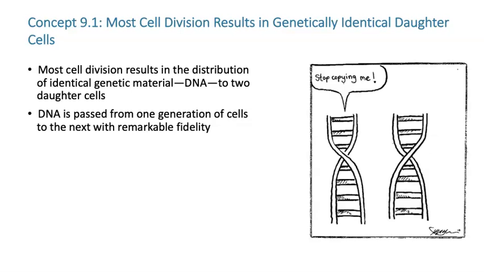Our first big concept is that most cell division is going to result in genetically identical cells. So important. We want to have DNA that's exactly the same in both cells, and we call those daughter cells. The two end cells are called daughter cells, as you see right here. DNA is going to be passed from one generation of cells to the next with fidelity. And that just means that they do a pretty darn good job of copying it. So they copy with fidelity, an accurate job.